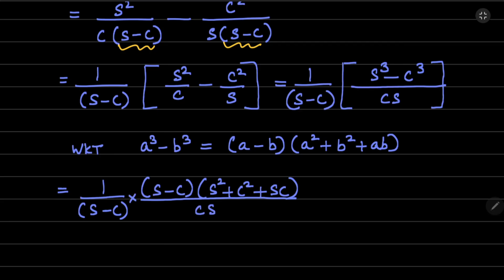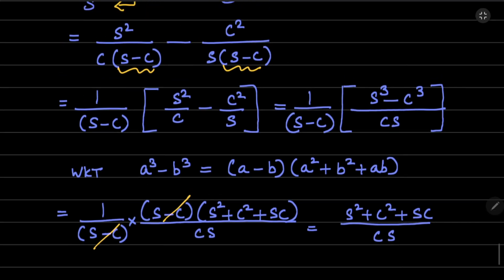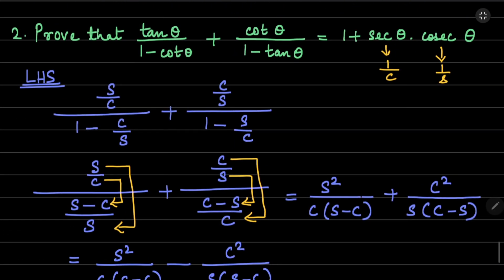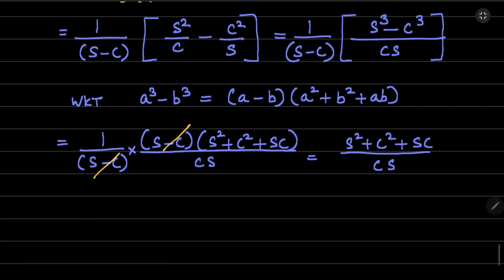So this is a product. So what do you see here? Sine minus cos gets cancelled, isn't it? Now what is left? You are left only with sine square plus cos square theta plus sine into cos, whole divided by cos into sine. Let's see what you need in the RHS. You need 1 plus secant into cosecant, right?